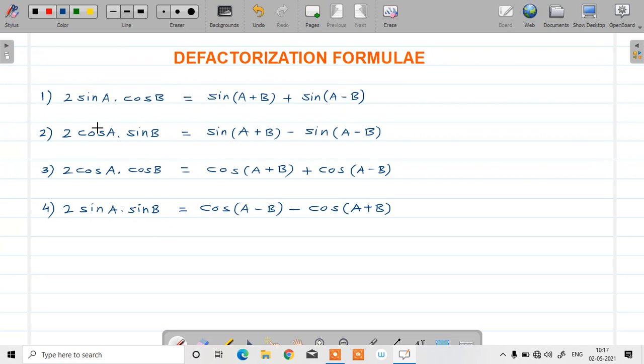So remember this. If you observe the left hand side of the defactorization formulae, it contains the product between sine and cosine ratio, and there are 4 possible combinations: 2 times sine into cos, 2 times cos into sine, 2 times cos into cos, and 2 times sine into sine, and all can be obtained by using the addition or subtraction between two compound angle formulae. So these are called defactorization formulae.